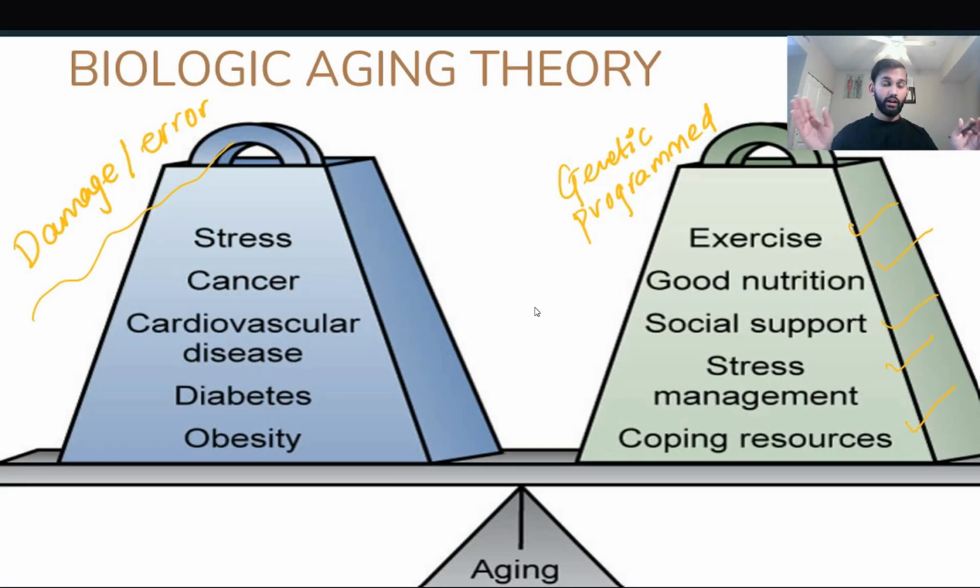Aging is inevitable. It's just a matter of what things can cause it to become faster, whereas there are some things that can make it slower. That's what we have with the aging theory.